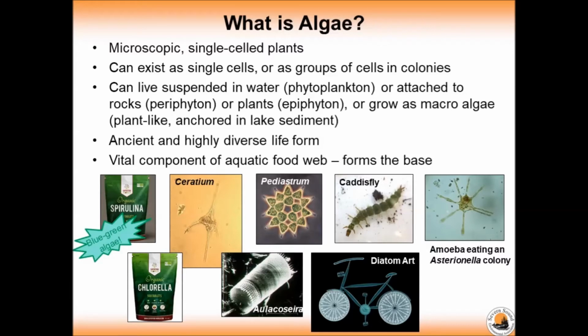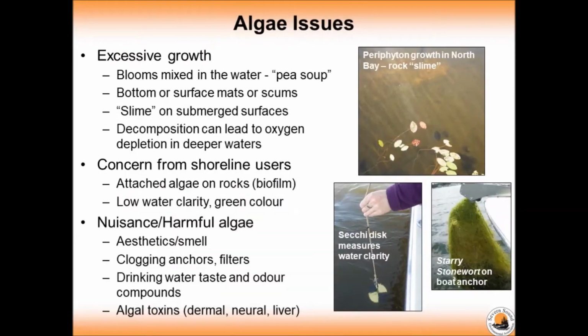Algae are a very old and very diverse form of life. You can see the images down on the screen there. Lots of different forms that are quite interesting. And they form a very vital component of the aquatic food web. So it's really the base of that food web that supports zooplankton feeding and also small fish, and works its way up to form the energy base of that food web.